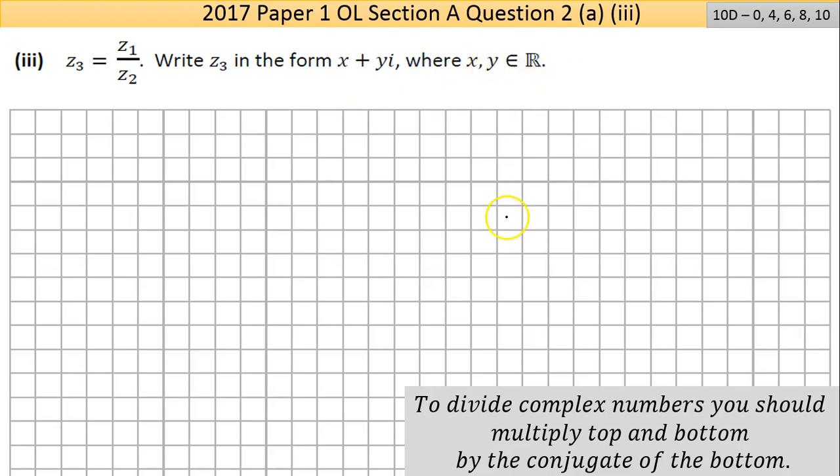Now the hint here at the bottom: if you want to divide a complex number, you need to multiply top and bottom by the conjugate of the bottom. So you need to know what the conjugate of a complex number is.